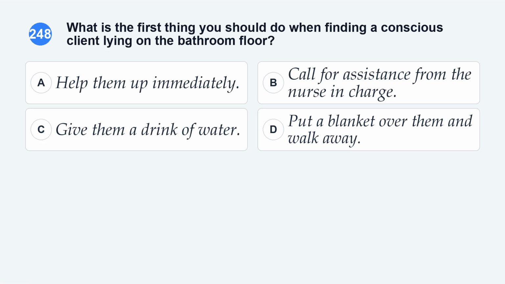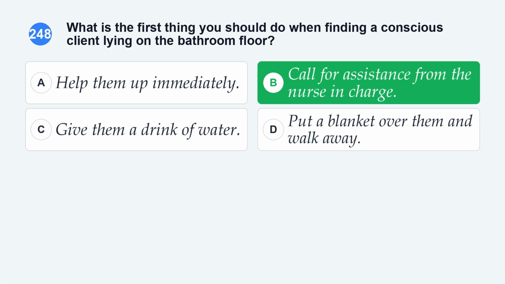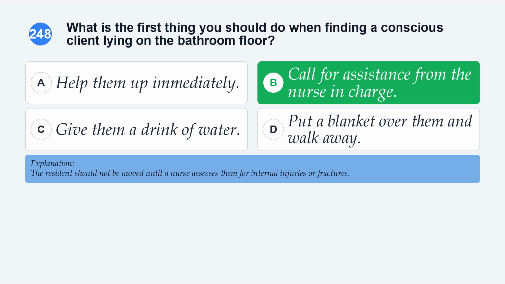Question 248. What is the first thing you should do when finding a conscious client lying on the bathroom floor? Option A, help them up immediately. Option B, call for assistance from the nurse in charge. Option C, give them a drink of water. Option D, put a blanket over them and walk away. The correct answer is option B, call for assistance from the nurse in charge. Explanation. The resident should not be moved until a nurse assesses them for internal injuries or fractures.